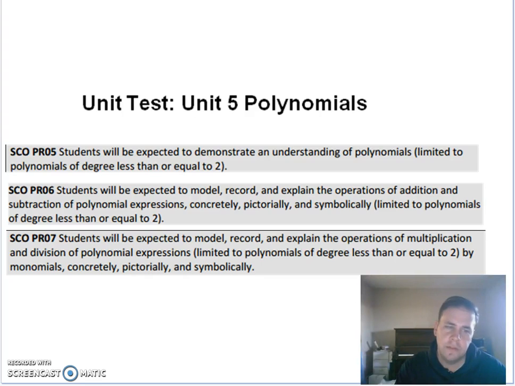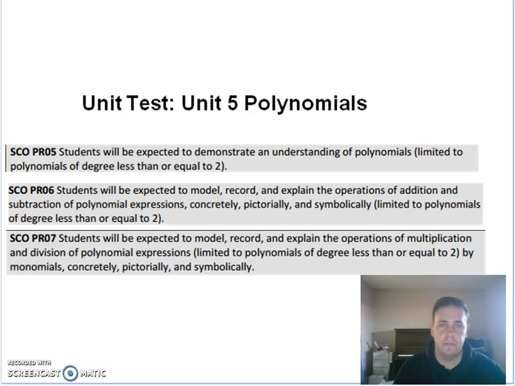Alright, so our three outcomes are patterns in relation 5, 6, and 7. First one is students will be expected to demonstrate an understanding of polynomials, limited to polynomials of the degree less than or equal to 2. So that means you're only working with things like x squared or y squared. And in this case here, it's modeling. So can you draw polynomials? Can you simplify polynomials? Maybe put them together. Can you match polynomials? So that's what that outcome's talking about. So matching, simplifying, and then also being able to model with algetiles. So I'll give you a question, show me what it looks like.